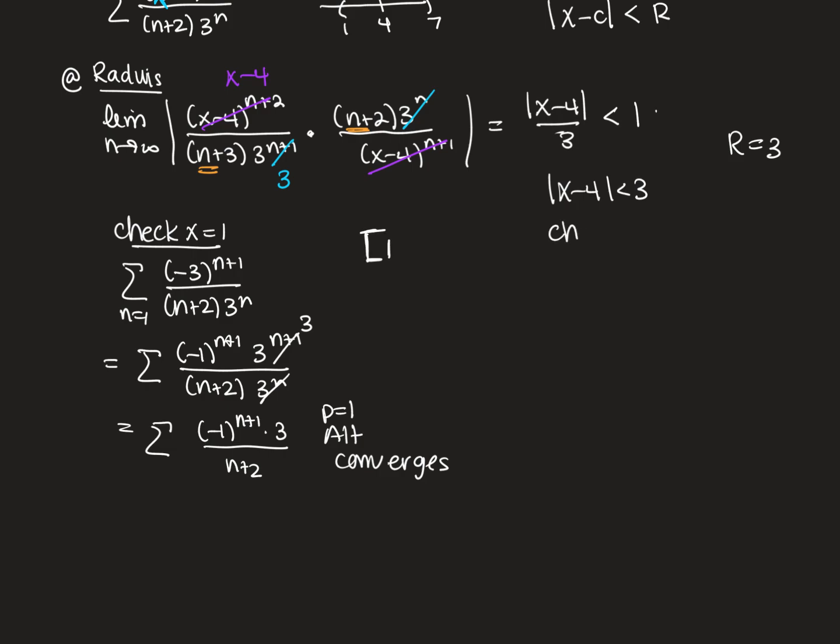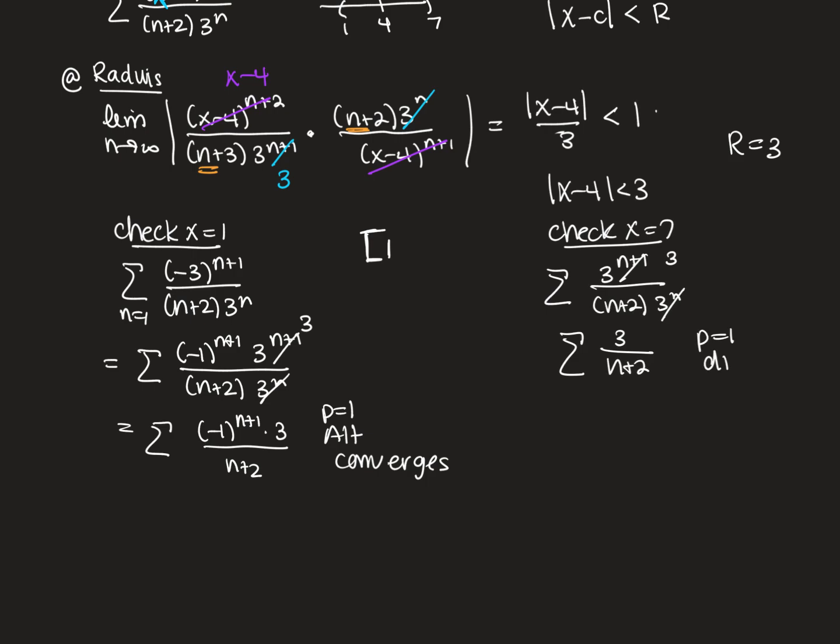We have to check the other endpoint, which is x is equal to 7. And again, plugging that in for x, we're going to get 3 to the n plus 1 over n plus 2, 3 to the n. Now when we cancel these, we have a 3 on top. And now this is p equals 1, but it does not alternate, so it diverges. So you do not include that endpoint. Remember, they could write it as inequalities.